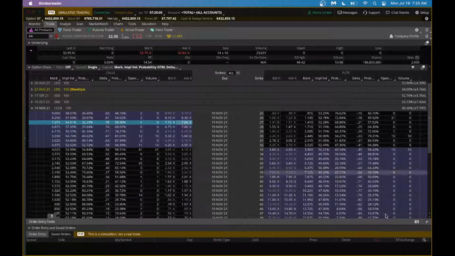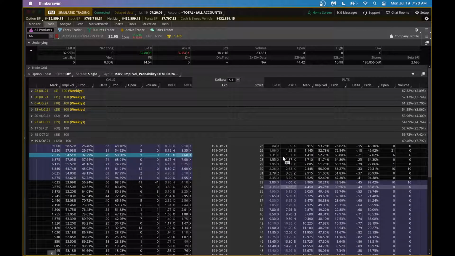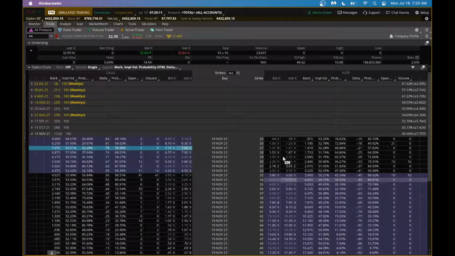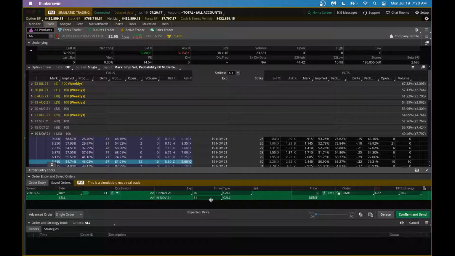So if you don't want to spend too much capital into it, you could also do a 30-35 spread, just a $5 spread. So if you do 30-35 spread, you could buy this spread right here, 30-35.